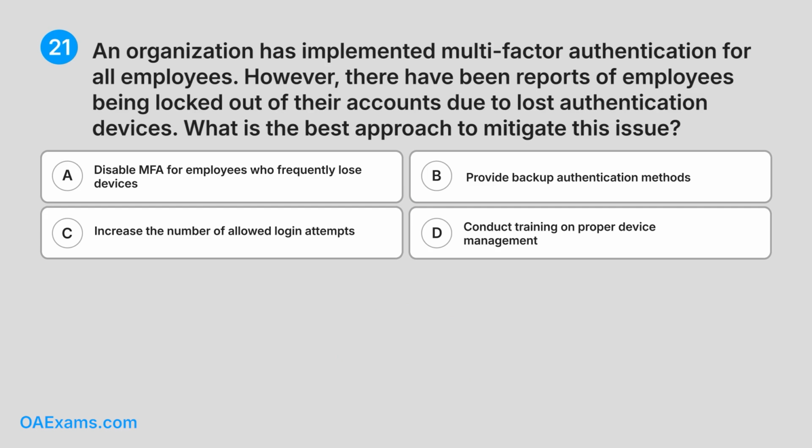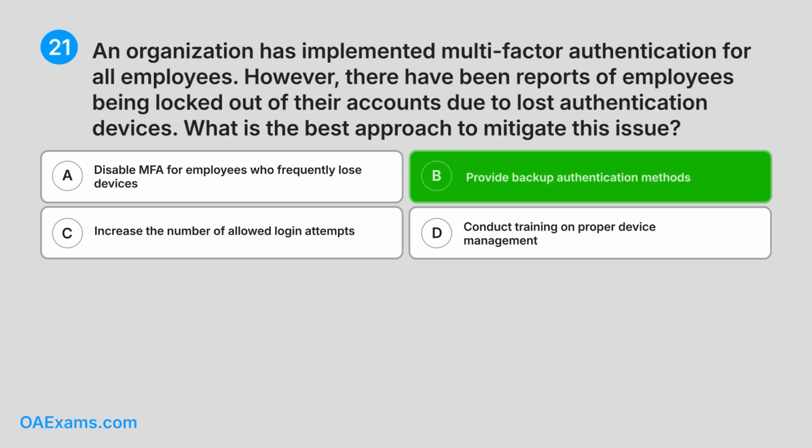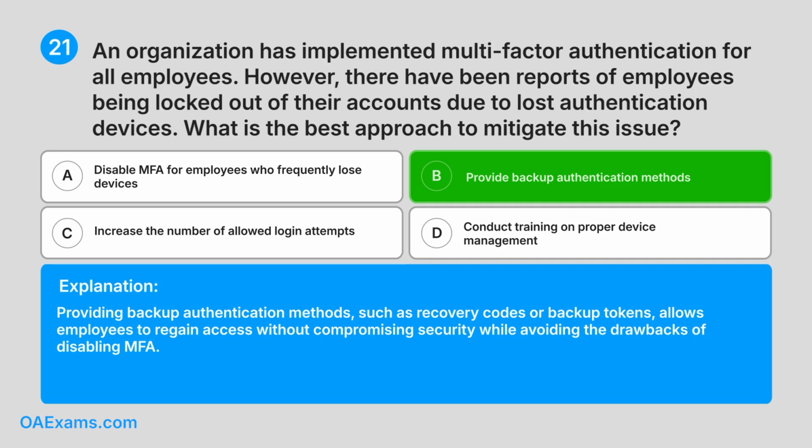Correct answer. B. Provide backup authentication methods. Explanation. Providing backup authentication methods, such as recovery codes or backup tokens, allows employees to regain access without compromising security while avoiding the drawbacks of disabling MFA.